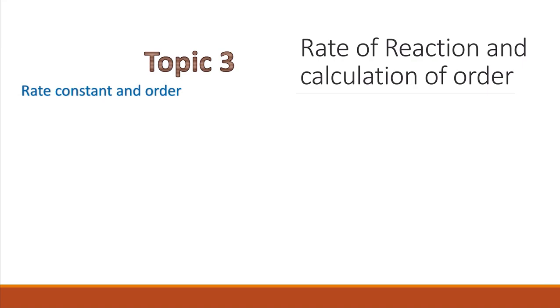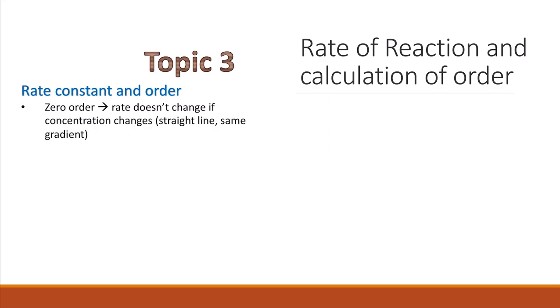So, calculation of the order. Remember that when we talk about the rate constant and the order of the reaction, we can have either zero order, first order, or second order. Zero order means the rate of the reaction doesn't change if the concentration of that particular reactant changes.